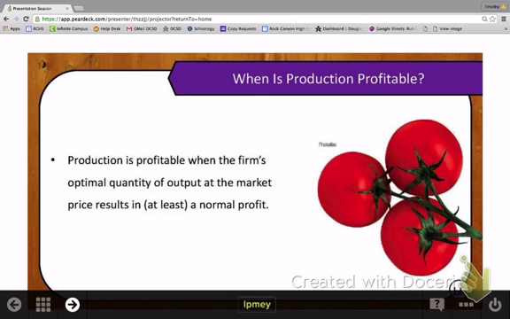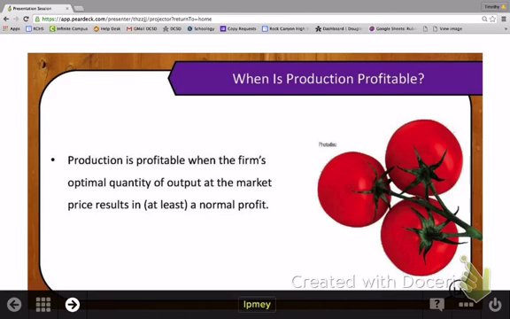So when is production profitable? The example above shows that positive economic profits are being enjoyed by the lemonade stand. At the price of $2 per cup, the total revenue of selling 8 cups exceeds the total economic cost of producing those 8 cups by the greatest amount.